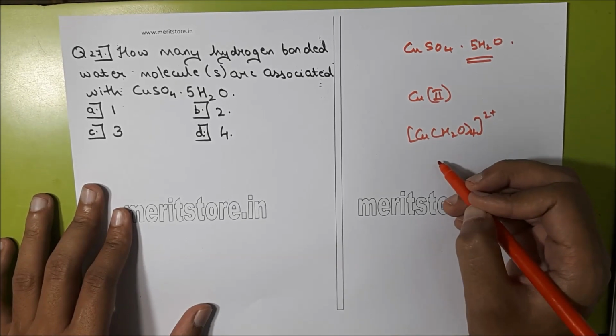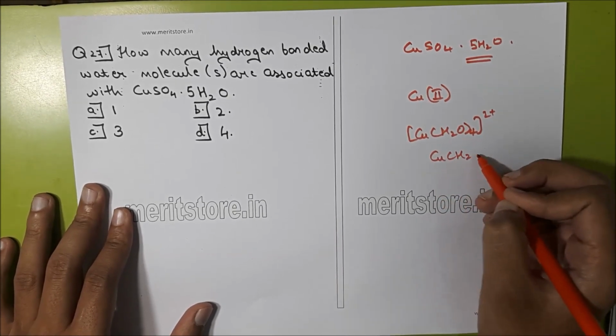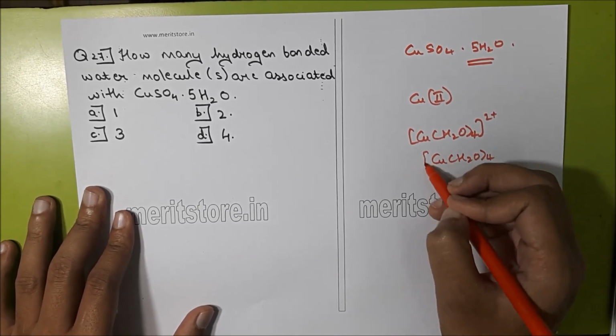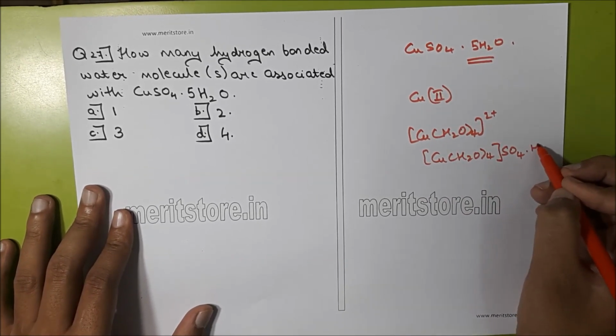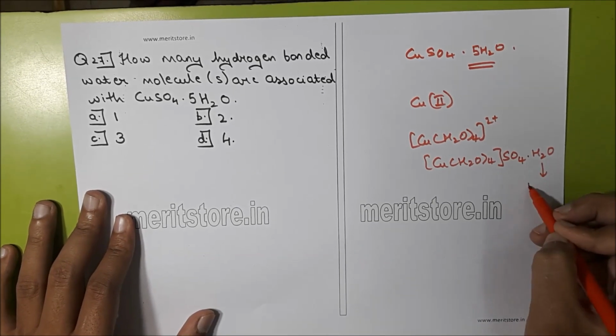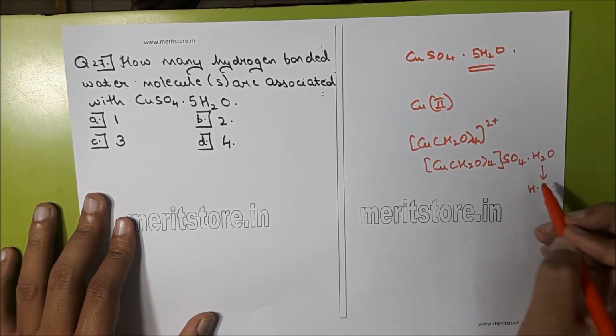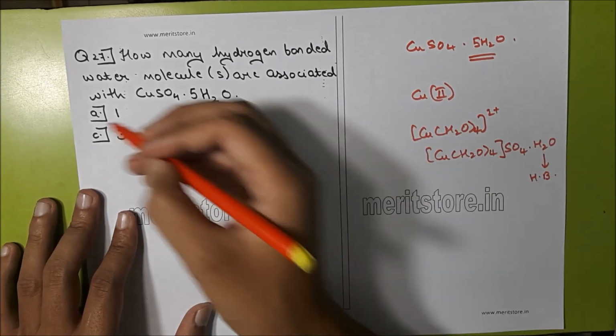So we can write the structure again as Cu(H2O)4, the coordination sphere, and the sulfate, dot H2O. This water molecule is responsible for hydrogen bonding in CuSO4. So option A is the correct option.